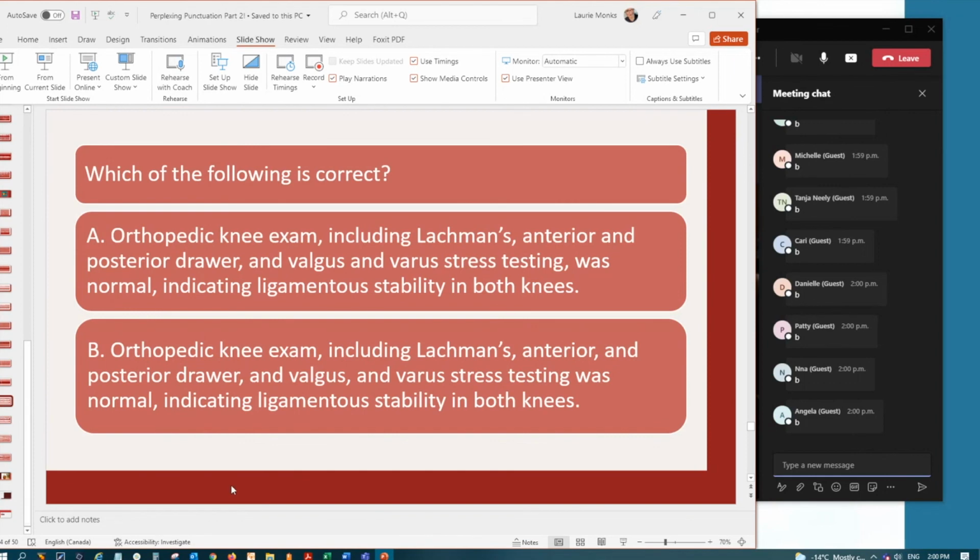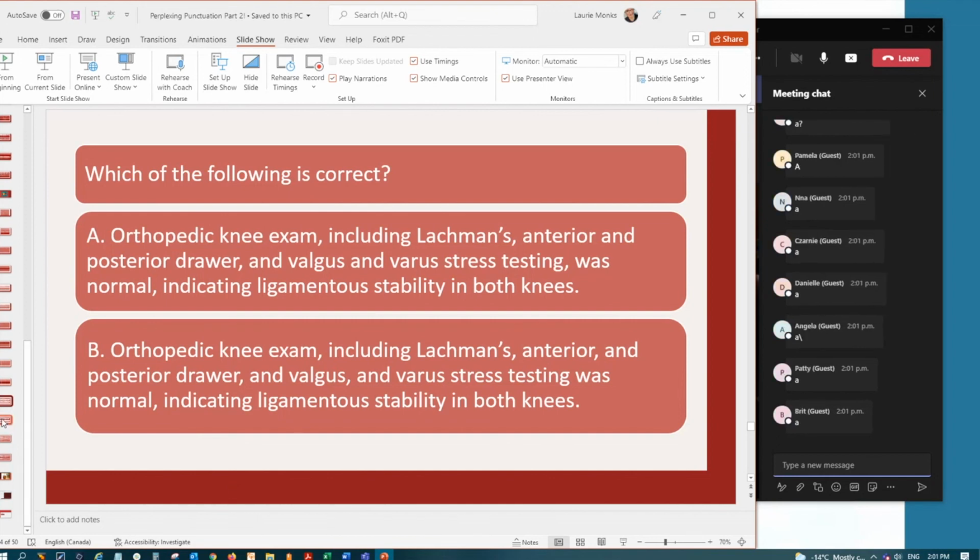Which of the following is correct? This one's a tricky one. Orthopedic knee exam, including Lachman's, anterior and posterior drawer, and valgus and varus stress testing, was normal, indicating ligamentous stability in both knees. Having been a massage therapist, this is right up my alley, folks. Seeing a bunch of A's.